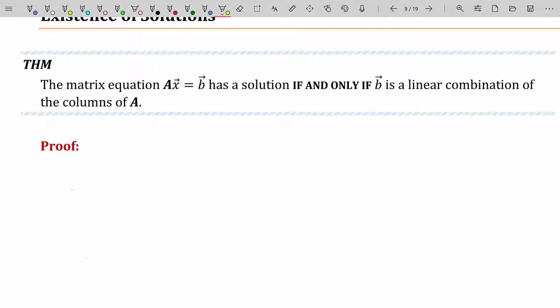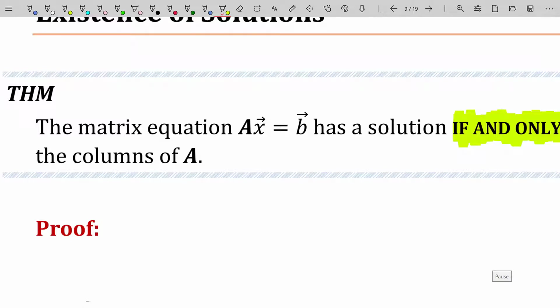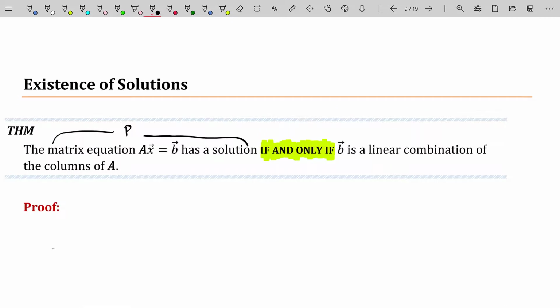One thing I do want to note here, and if you've already seen one of my proofs in the past for an if and only if, please forgive me when I say this: an if and only if is a bijection. It basically means that the first claim, which is called the antecedent in the first part of this theorem, we're just going to call P. So the claim P is that the matrix equation AX equals B has a solution. The claim Q is that B, the vector, is a linear combination of the columns of A. That will be our claim Q.